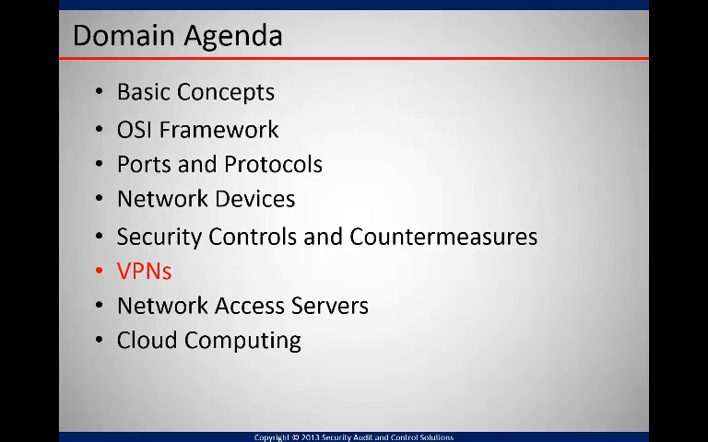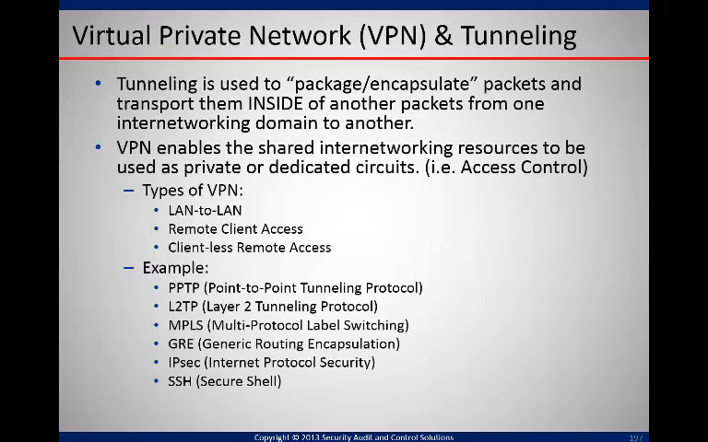In this final section, we need to consider virtual private networks, because virtual private networks and tunneling is used to package or encapsulate packets and transport them inside of another packet or packets from one internetworking domain to another. A VPN enables the shared internetworking resources to be used as a private or dedicated circuit, part of our access control. Types of VPNs can be LAN to LAN, remote client access, or clientless remote access.